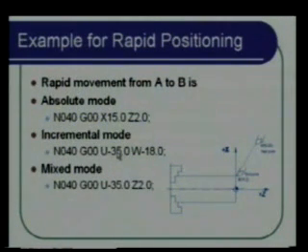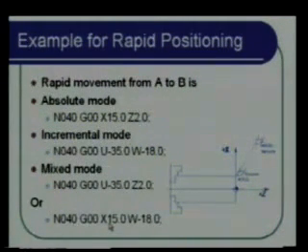Actually, since we are not using G90 or G91, it's even possible to have a mixed mode. That means one coordinate can be specified in absolute, one coordinate can be specified in incremental. Like for example, here N40, G00, U minus 35, that is X incremental, and we are giving Z absolute. So it is possible for you to mix, whatever way is convenient to you. Or we can also have X in absolute and Z in incremental. Both are possible. So you can go any way that you require.